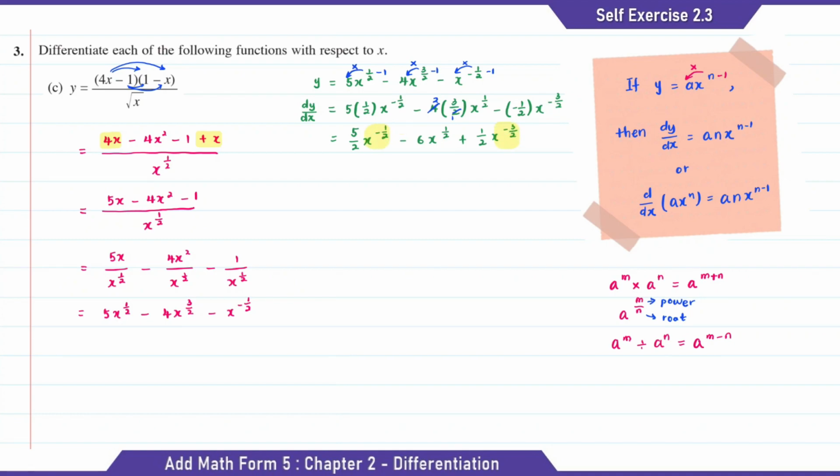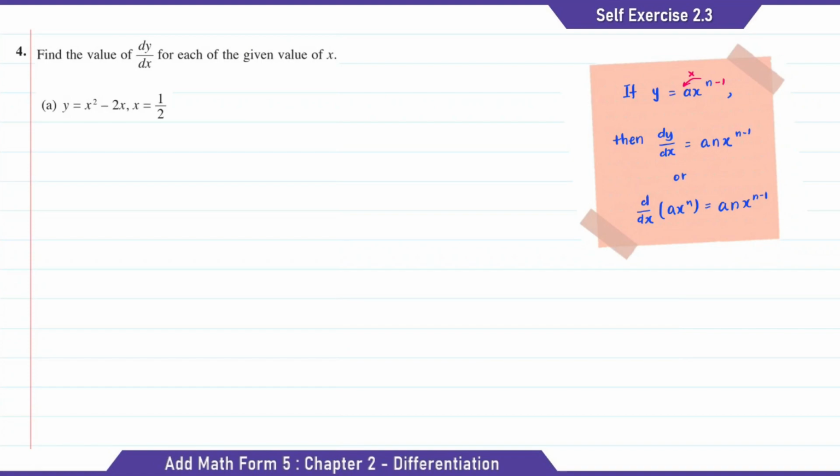To write the power in positive form, this is equal to 5 over 2x to the power of 1 over 2 minus 6x to the power of 1 over 2 plus 1 over 2x to the power of 3 over 2. So for this power, I can write this as 5 over 2 square root x minus 6 square root x plus 1 over 2 square root x to the power of 3.